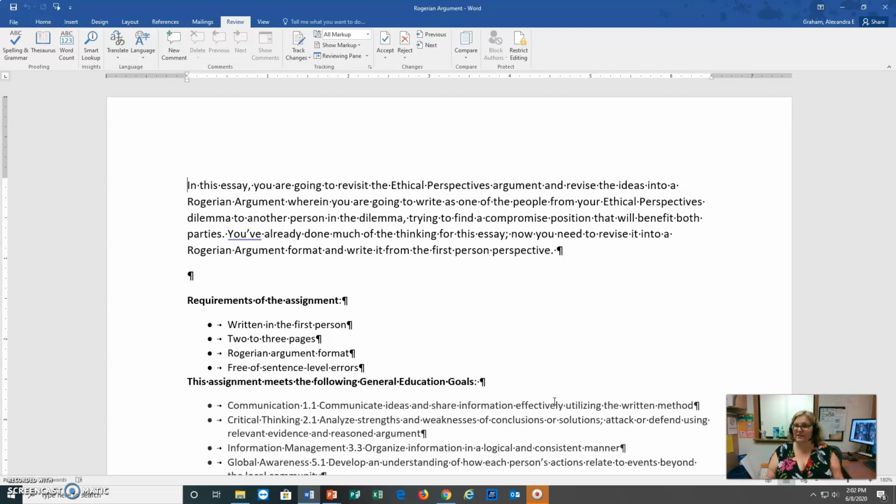You have lots of choices, depending on what your dilemma looked like. But either way, in all of your stories, you should have had at least two people, and you're writing from one to the other. You're trying to find a compromise position that will benefit both parties. Whether or not your ethical argument encouraged you to come up with a compromise position, maybe, depending on your dilemma, there wasn't really a compromise position available. But in this letter, you are trying to create one. You're trying to find a compromise position that will benefit both parties.